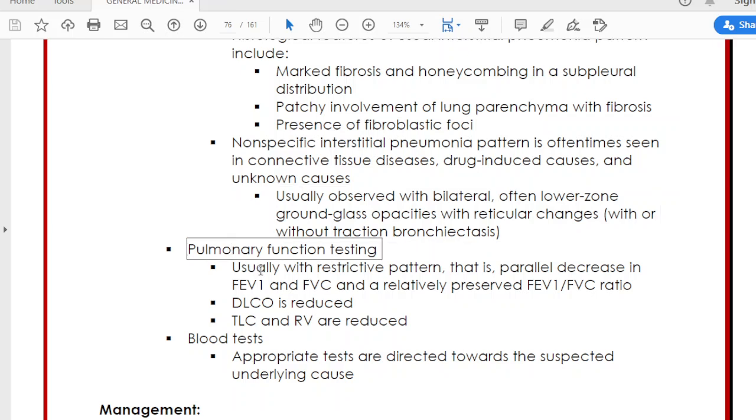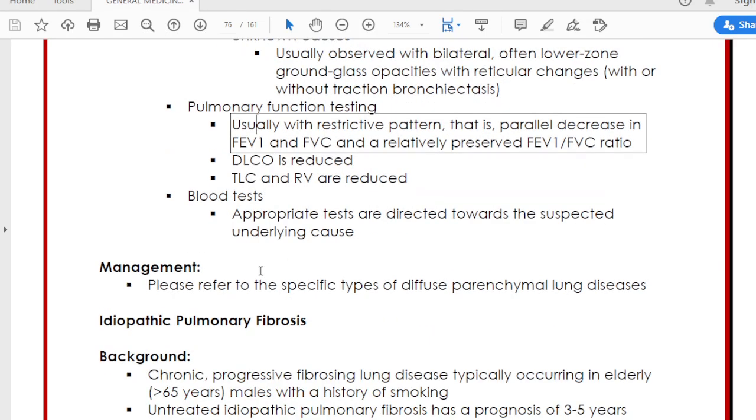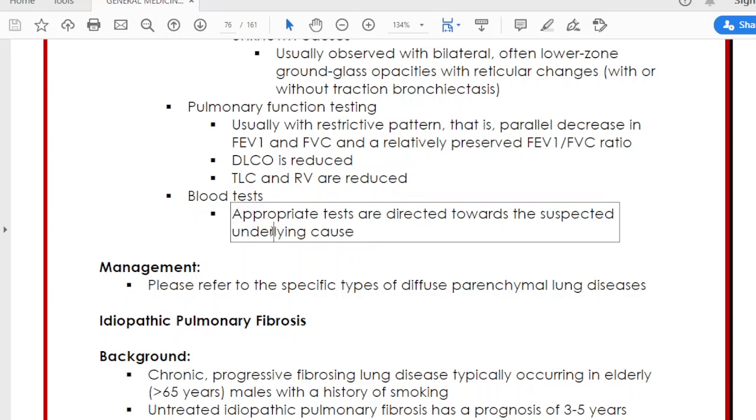Pulmonary function testing usually shows a restrictive pattern, that is, a parallel decrease in FEV1 and FVC and a relatively preserved FEV1/FVC ratio. DLCO is reduced. TLC and RV are reduced. Blood tests: appropriate tests are directed towards the suspected underlying cause. Management.